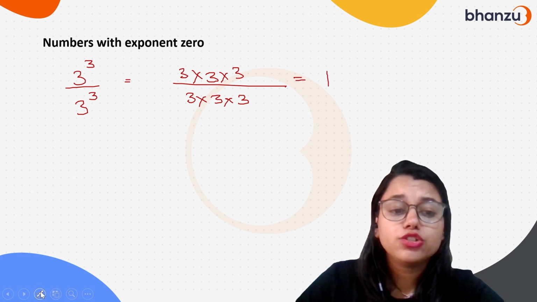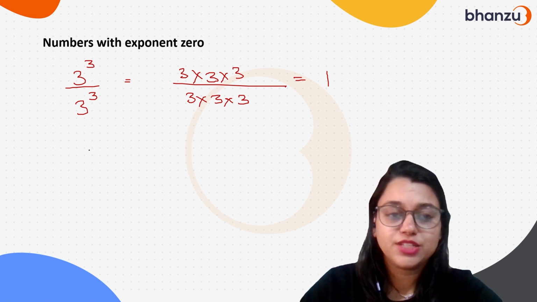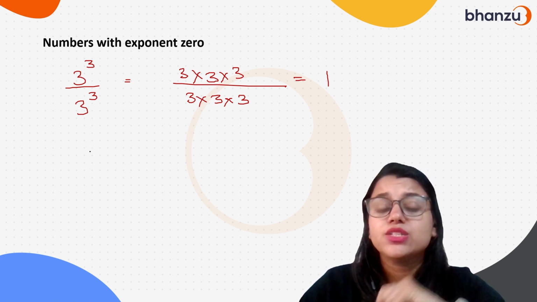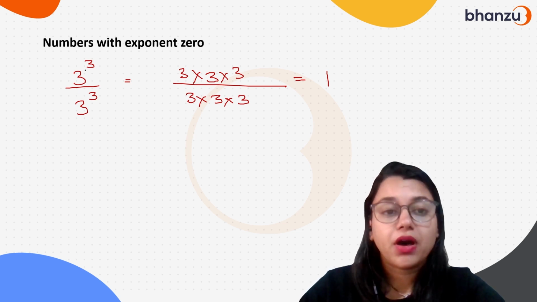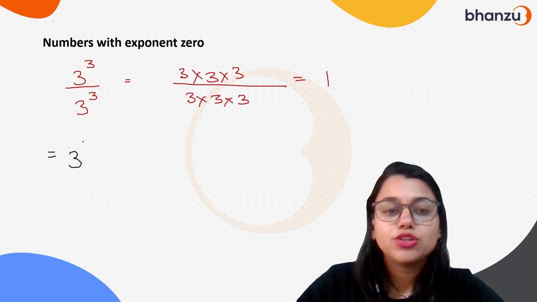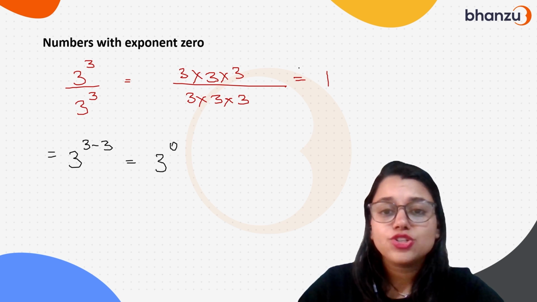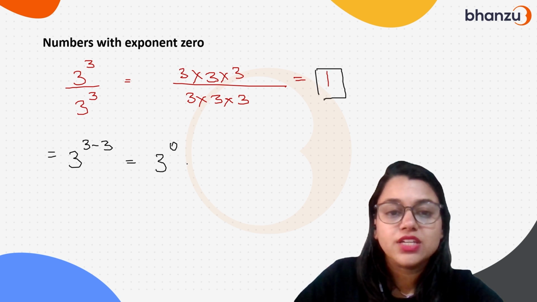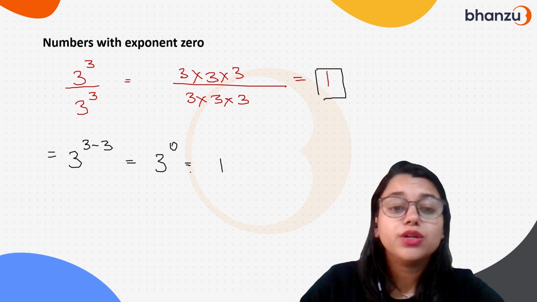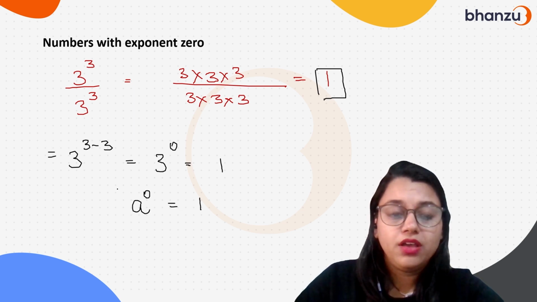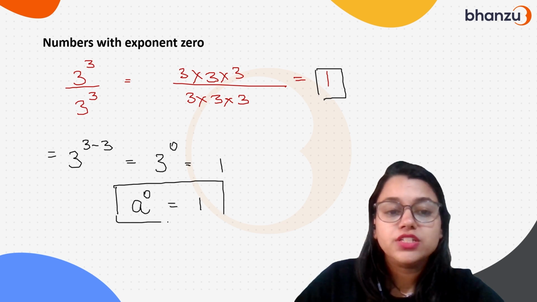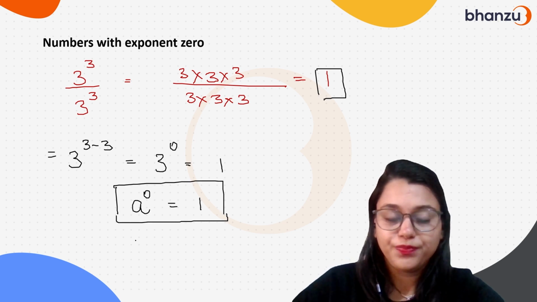But students, we can also solve this question using the laws of exponents. Remember, on same base, when we divide, the exponents will subtract. So if I have 3 raised to the power 3 divided by 3 raised to the power 3, then it can be written as 3 raised to the power 3 minus 3, which is 3 raised to the power 0. And just now we saw that the answer here is 1. So this is equal to 1. So this leads to an important conclusion that a raised to the power 0 is equal to 1, where a is any non-zero integer. Okay?